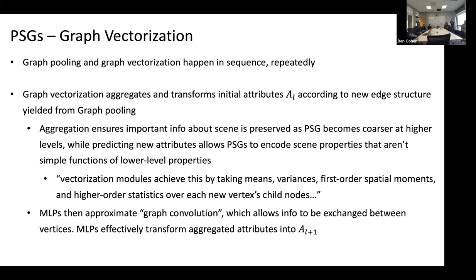This module here is called graph vectorization, and it happens in sequence with graph pooling. It happens over and over again, and this is how you segment the image further and further. So this effectively aggregates the initial attributes that you started off with according to the edge structure that you predicted from graph pooling. The aggregation step is actually pretty important because it preserves the details of this graph as it becomes coarser and coarser at higher levels, while still allowing you to predict new attributes to encode scene properties that aren't just simple functions of your lower level nodes that you started off with.